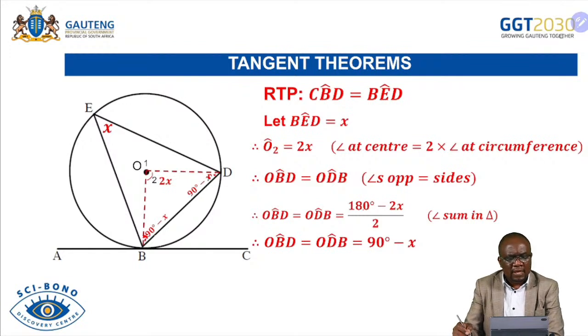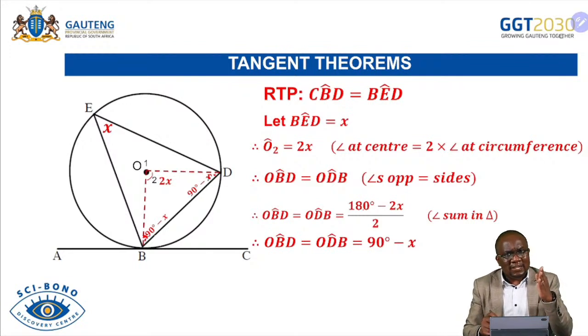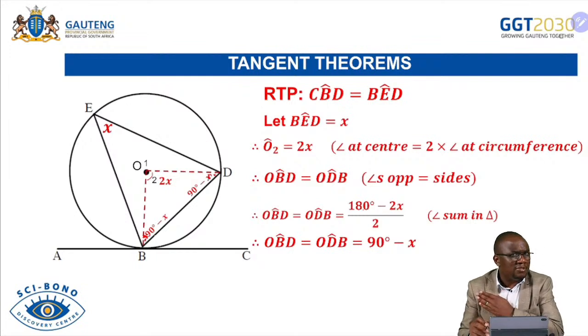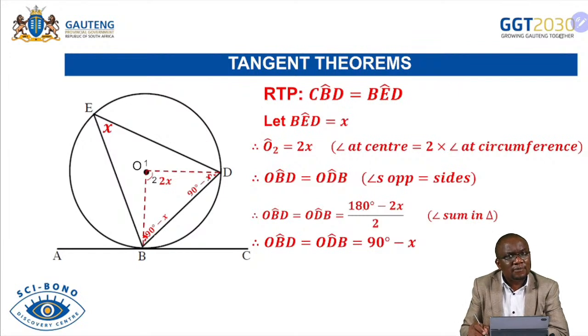Okay? Right, but what can you say about angle OBC? Please, can you see angle OBC? What can you say about that angle? Is it 90 degrees? Yes, it is. Why is it 90 degrees? Because it's tangent and radius. Tangent is perpendicular to radius. So that is 90 degrees.